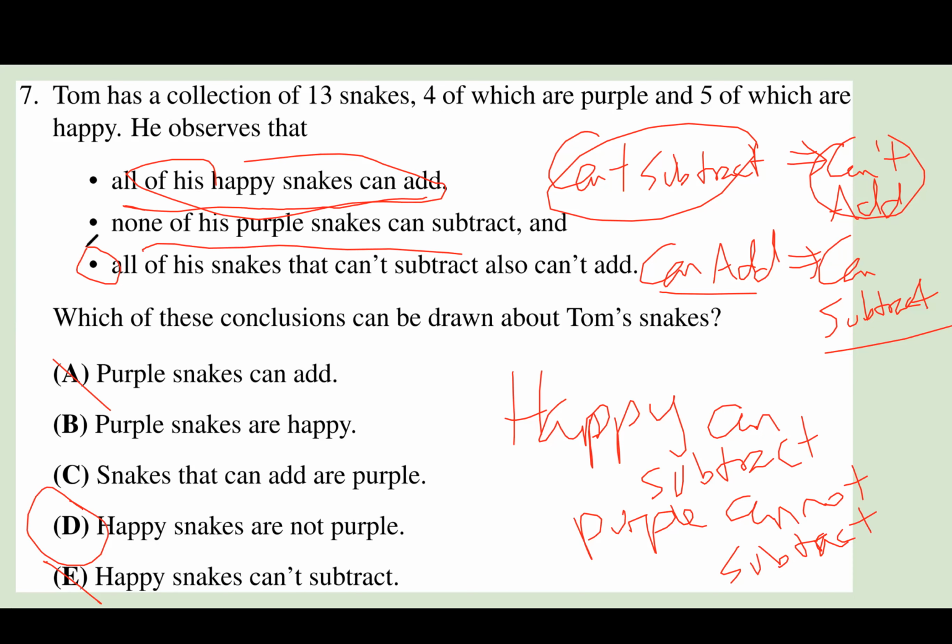Purple snakes are happy? Well, purple snakes can't subtract, and happy snakes can subtract. So that can't be possible either. So B can't work. Snakes that can add are purple? Well, purple snakes can't subtract, and can't subtract means you can't add. So C is also wrong. So that means D has to be the correct answer. All right, correct answer for 7: D, happy snakes are not purple.